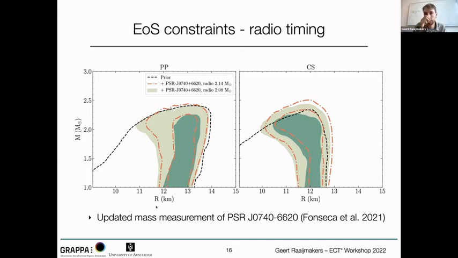The first one that I'm showing here is what we get when we just include the mass measurement coming from radio timing. This is from J0740, again roughly a 2 solar mass measurement. In black, we show the prior distribution, so the 95% credible region of our prior. You can ignore the orange one here, but focus on the green one. We can see that just this radio measurement already cuts down your prior by quite a bit. You see that it's really pushing you to the edge of your prior region, towards a very stiff equation of state.